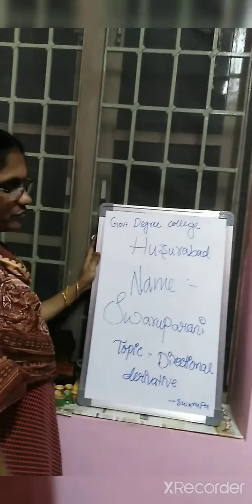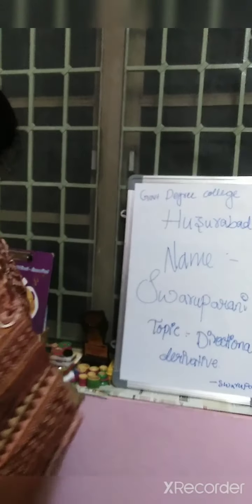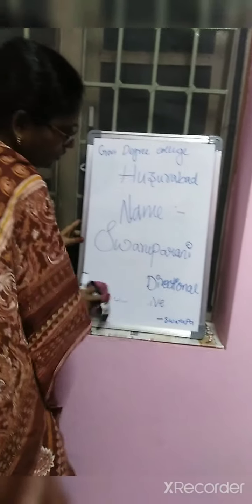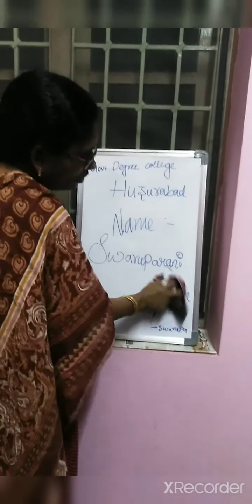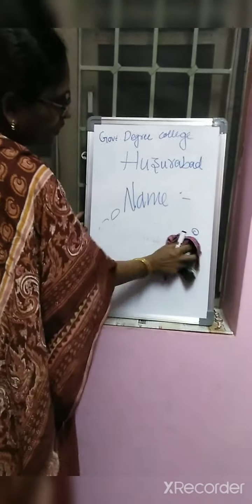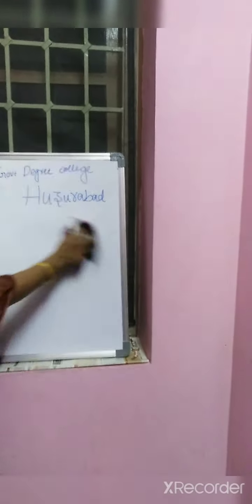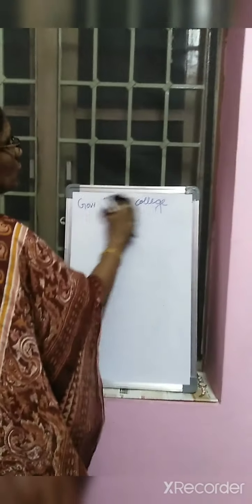So our topic is directional derivative. Today we discuss directional derivative. Yesterday, in the previous class, we learned about the topic unit normal vector. What is the unit normal vector and what is it denoted by? It is denoted by n. That is the unit normal vector.